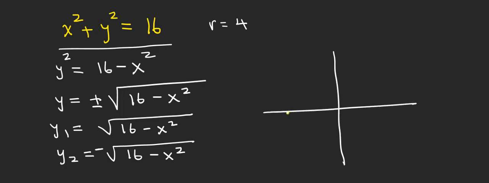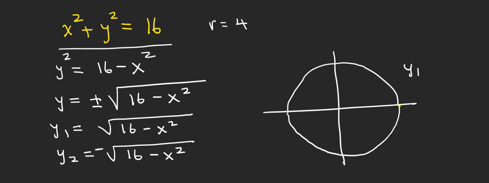So when you do so, y1 will look like a semicircle that is above the x-axis. Why? Because the y values are positive for y1. What about y2? y2 will be the semicircle that is below the x-axis, because for y2, the y values are negative. So, I mean, this is not the best circle, but you'll see what I mean when you graph these two lines using a graphing calculator.